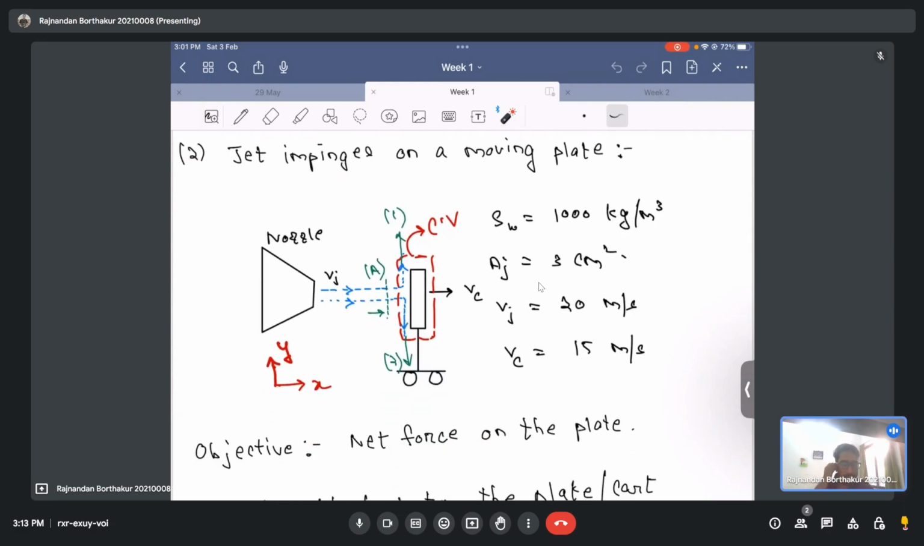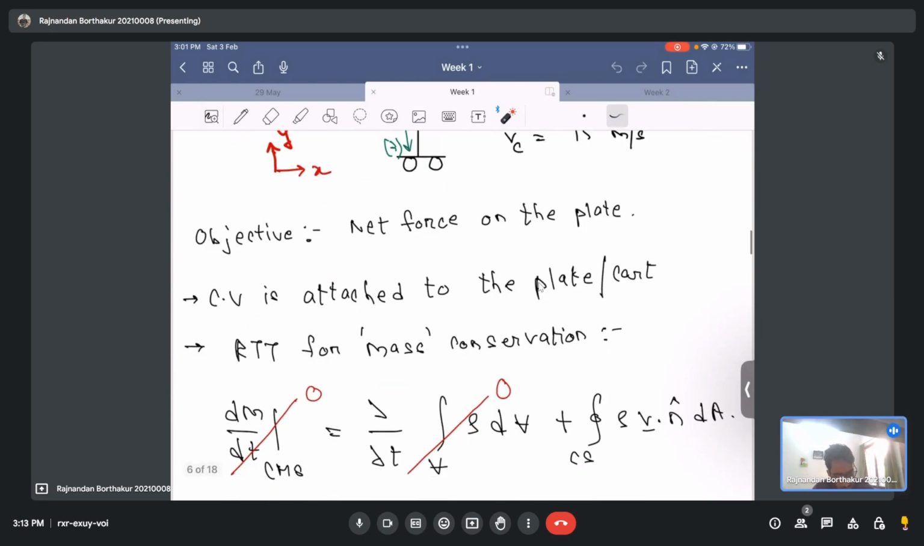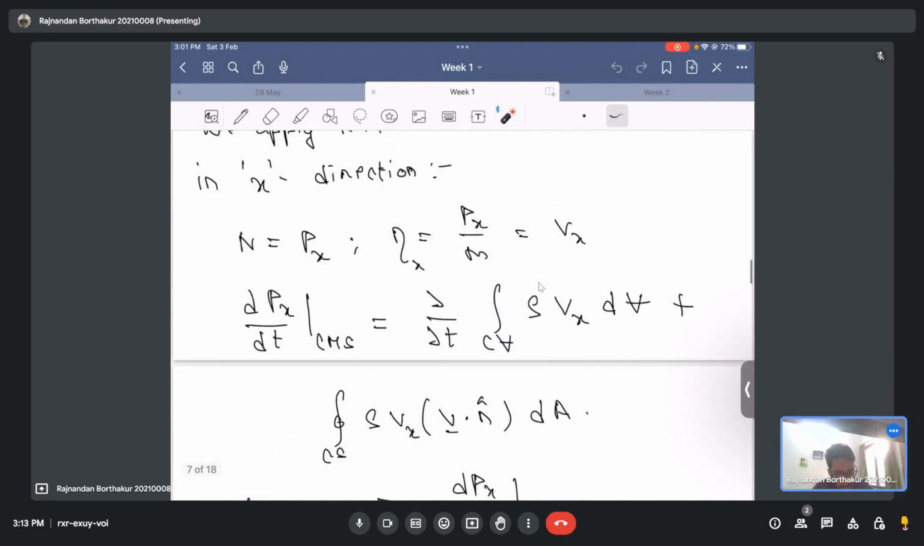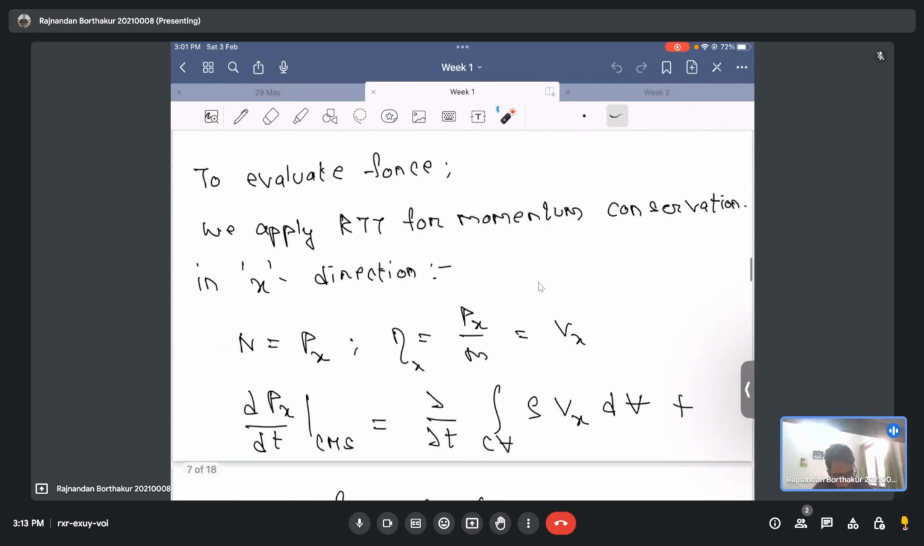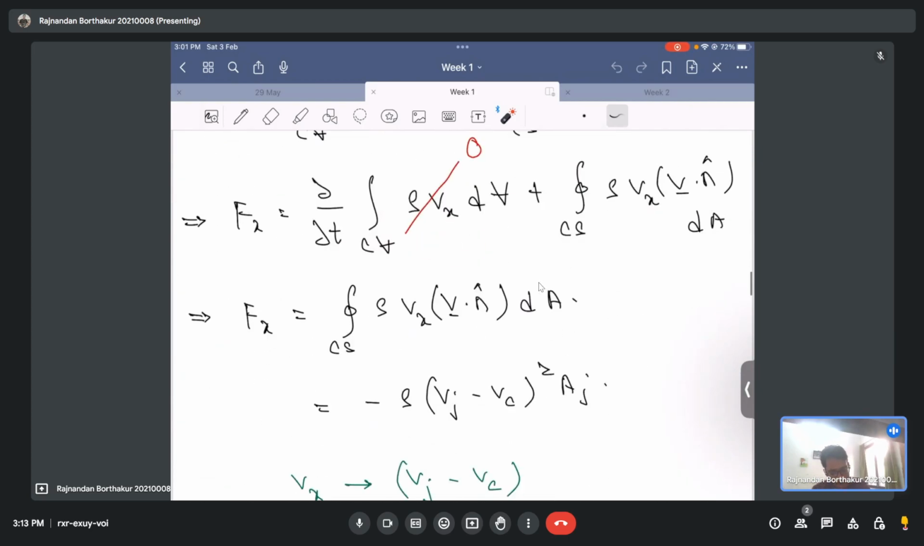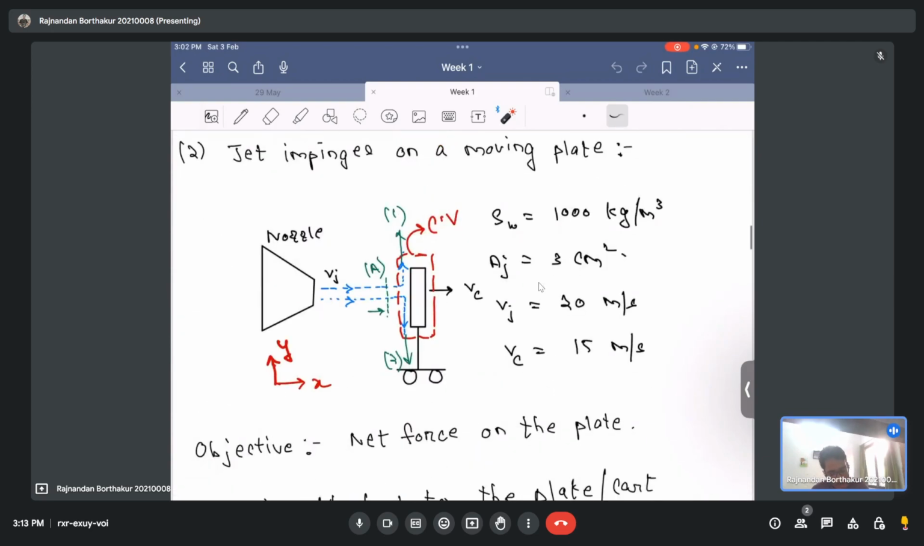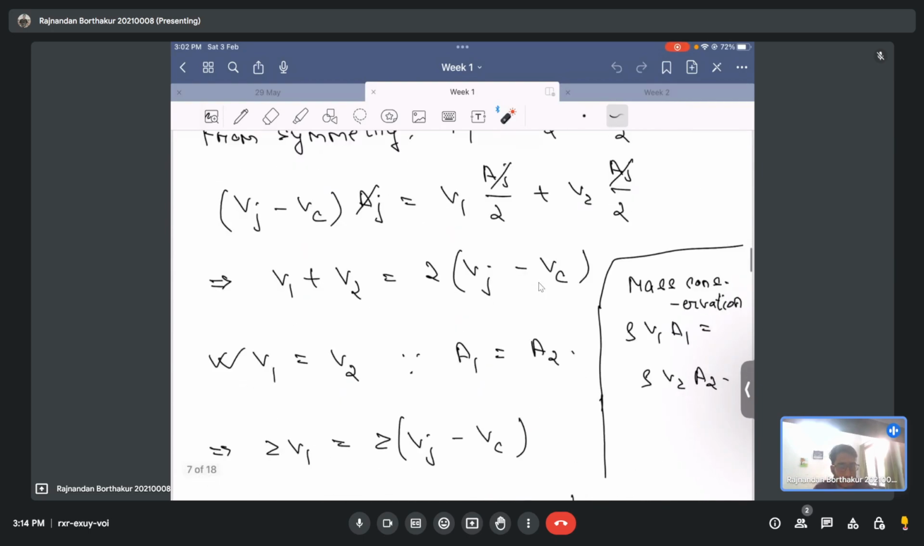Then we solved the second problem, which involved using the RTT for conservation of mass, and then using the RTT as well for the conservation of momentum, which gave us the expression for the force, as you can see here. We found out a force acting on a card that is moving with some velocity vc, which is subjected to a jet coming out of a nozzle, and the jet itself has a velocity vj. So this involves the use of RTT in both mass and momentum conservation.